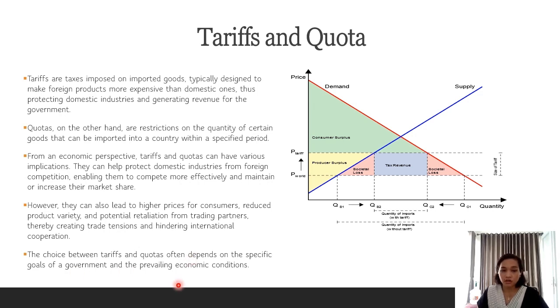The choice between tariff and quota often depends on the specific goal of a government, because it is a government decision, and on the prevailing economic conditions. In short, price and quantity will also be impacted, affecting supply and demand in international business related to the tariffs and the quotas that we need to manage.